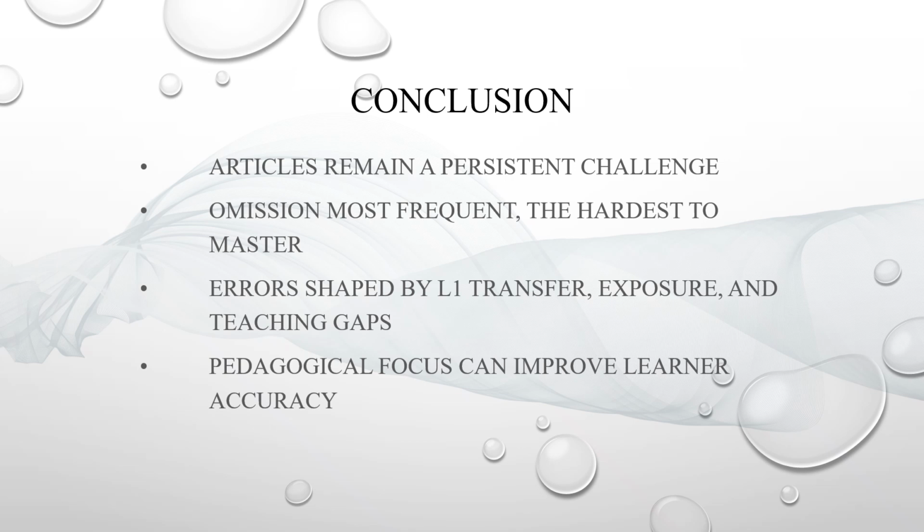With explicit teaching, contrastive practice, authentic input, and corrective feedback, learners can improve their accuracy and clarity in academic writing. This study not only highlights the problem, but also points toward practical solutions that can make a real difference in the classroom.